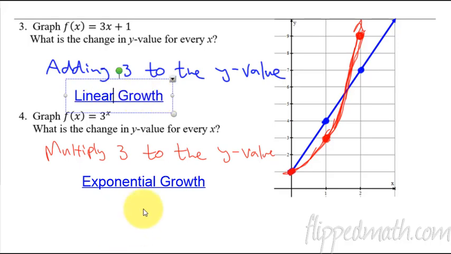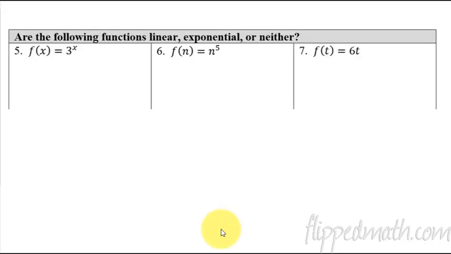And the difference is this has a constant change, if we're just adding 3 each time, whereas this one we're multiplying by 3. Okay, the next thing we're going to do is identify if a function or an equation is linear, exponential, or neither of those two things. So that's the only 3 things we're trying to say in the practice today: is it linear, exponential, or neither. So how do we tell that?